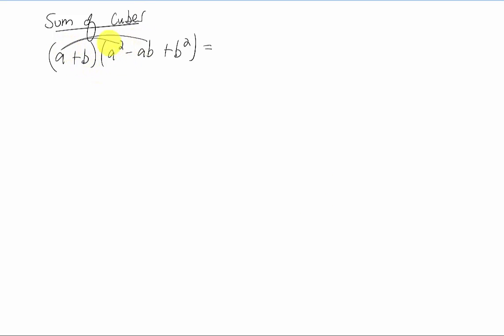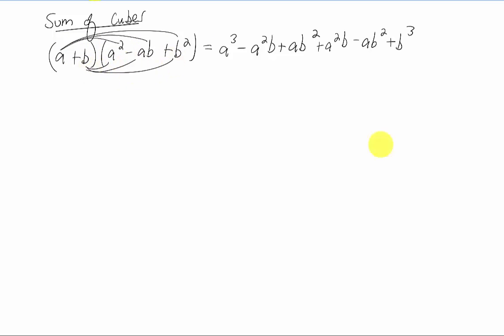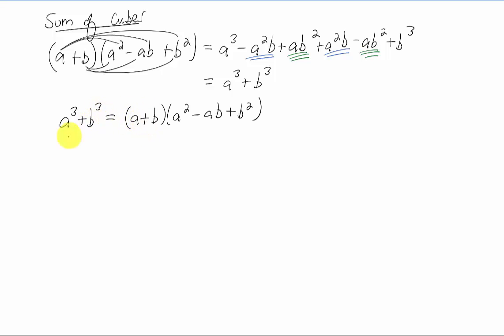If I multiply the a by every term in the trinomial, and then I multiply the positive b this time, when you write it all out, you'll notice that you get a minus a squared b and a plus a squared b, which will cancel. And you get a plus ab squared and a minus ab squared that will cancel. Everything cancels here except for the a cubed plus b cubed. So what we demonstrated here was that a cubed plus b cubed is the same thing as what we started with, which is pretty neat because if we have a polynomial that looks something like this, the sum of two cubes, we can now factor it into these two pieces.